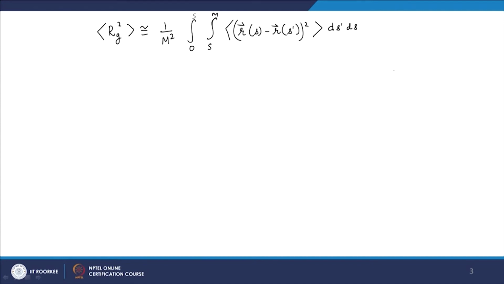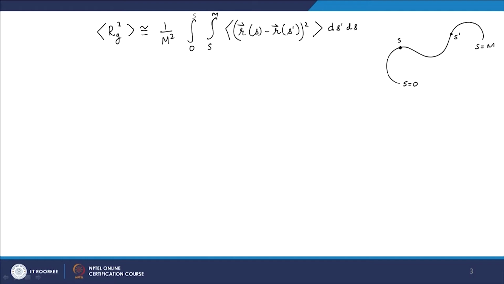Okay. Where again, in the continuous representation, I am running from s equal to 0 to s equal to m, and I am referring to 2 points, one of them is my s and the other one is my s prime.